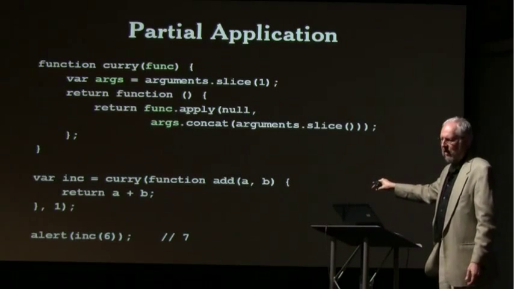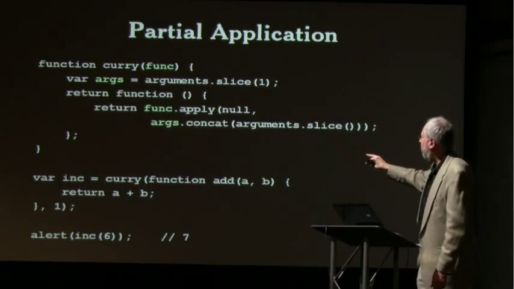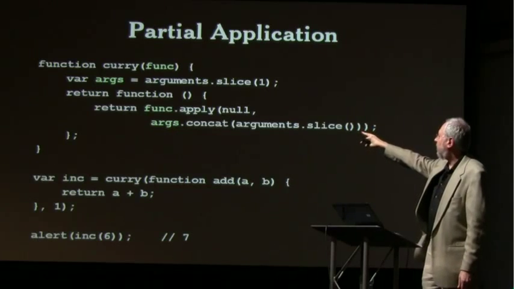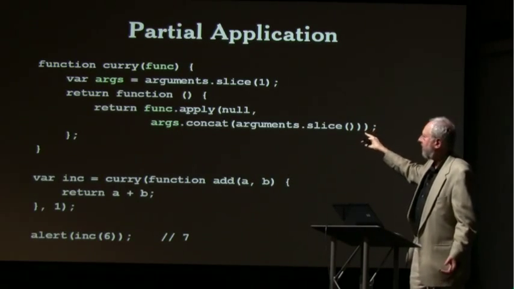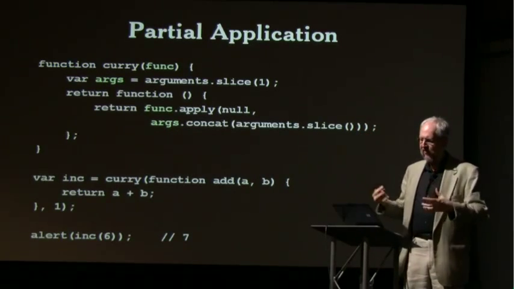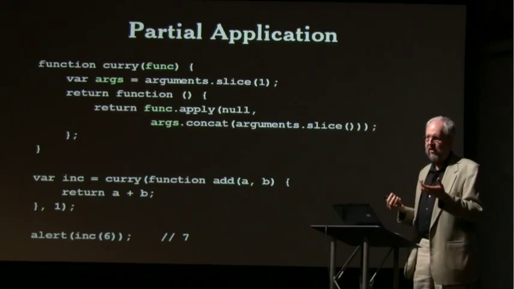And this is called partial application. So the implementation of it is, I'll first get an array of arguments except for the first one, because the first one is the function.